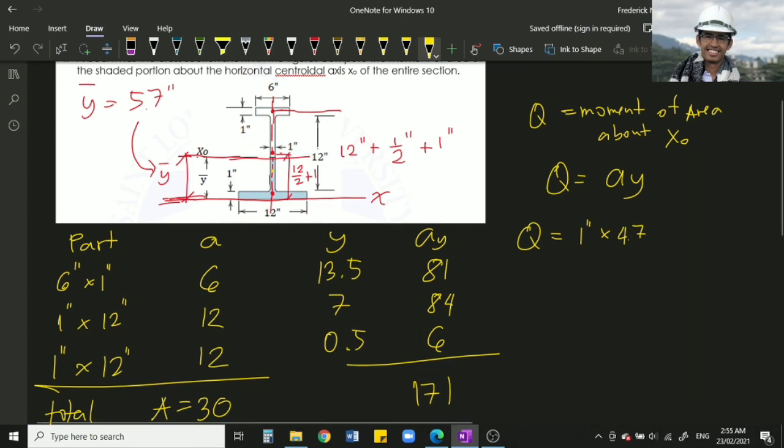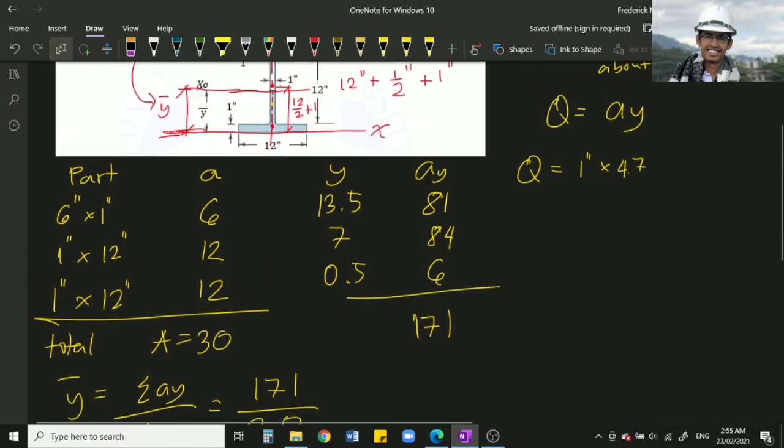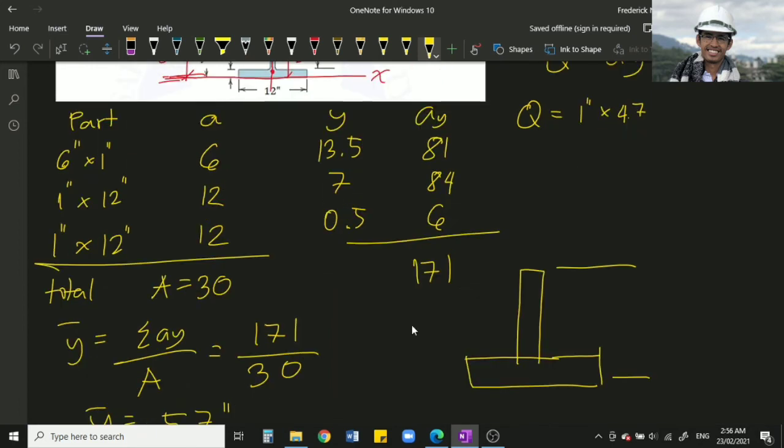Okay, so to make it easier, let's draw it. So this is 5.7. So, 4.7 because we just subtract the 1 inch, and the middle of this. So, this is 4.7 over 2. So, we multiply 4.7 over 2. Okay?